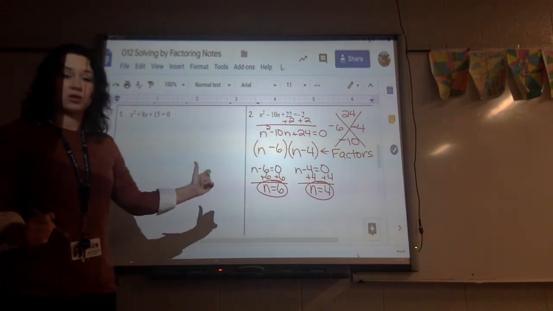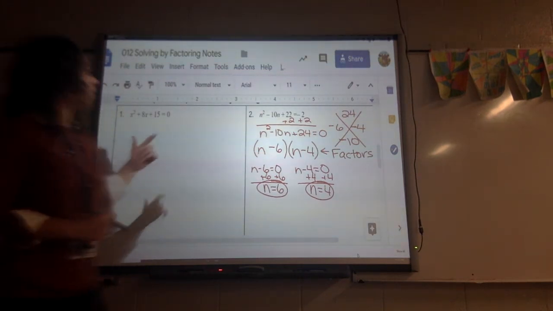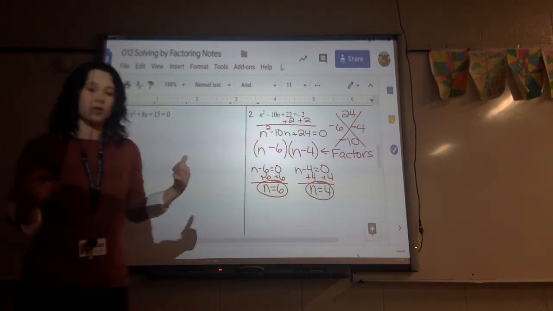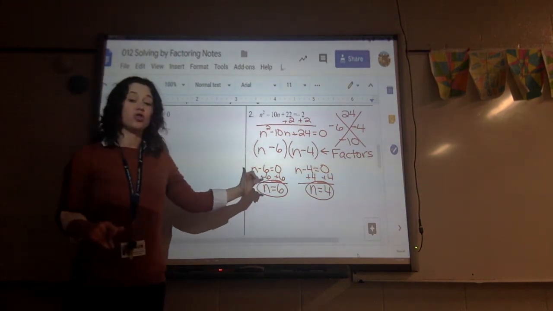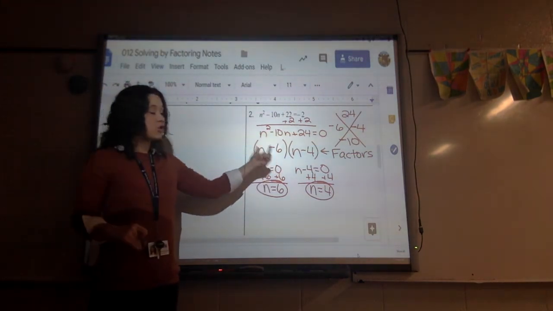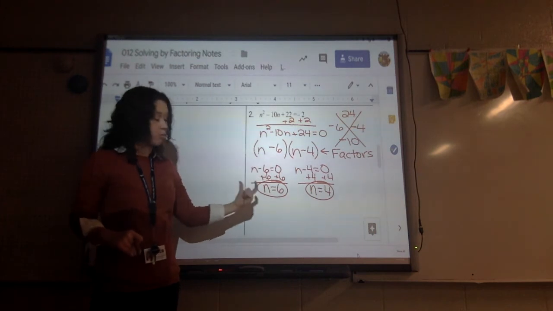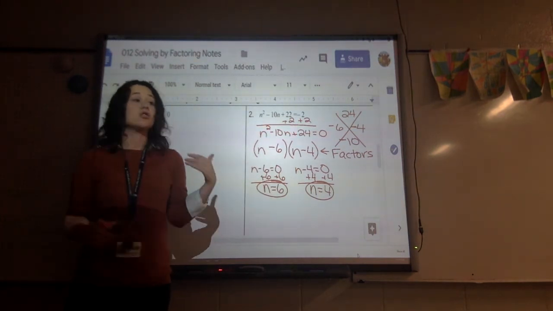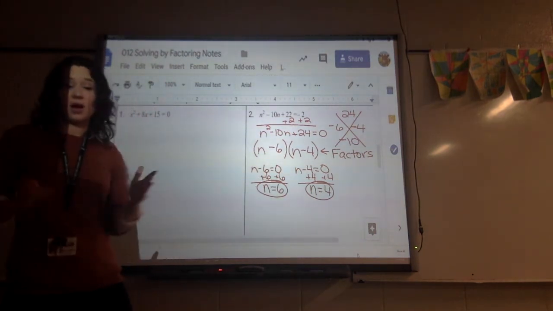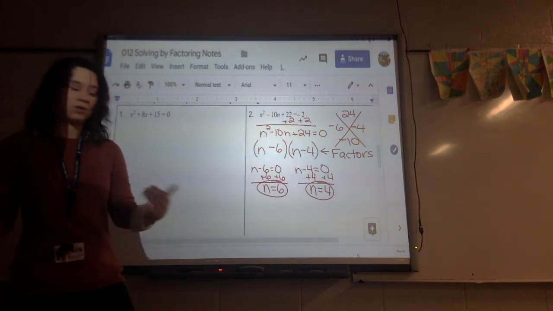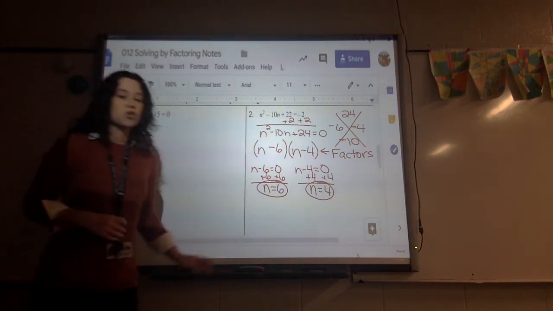There are my solutions. And something you might notice here on both 1 and 2, and this will always happen, is that your factors and your solutions should have opposite signs. So if I have two negative factors, I should end up with two positive solutions. If I have two positive factors, I should have two negative solutions. So we are almost done.